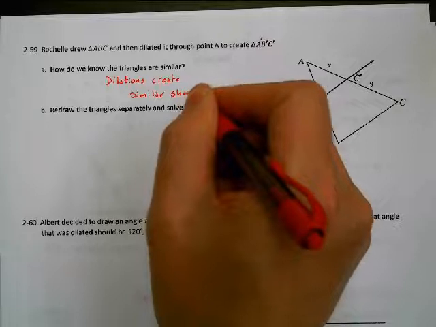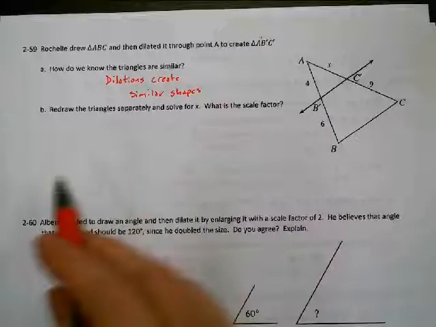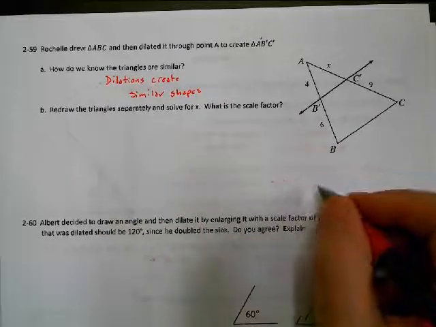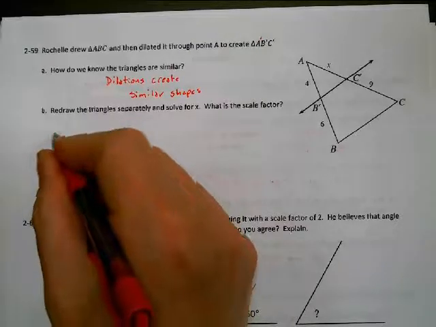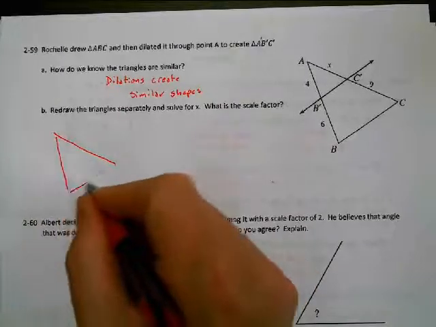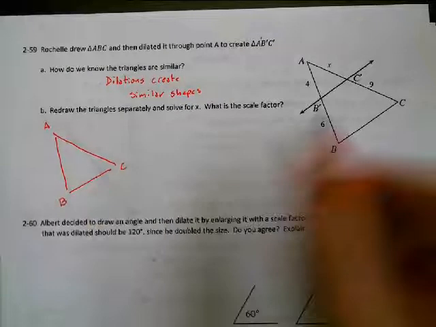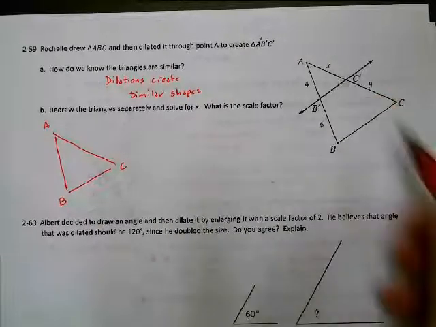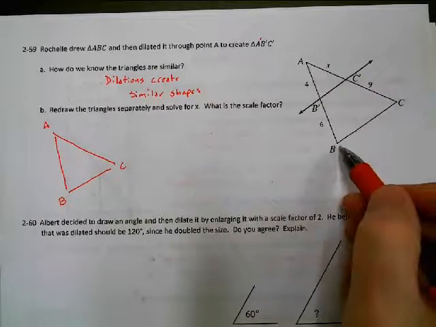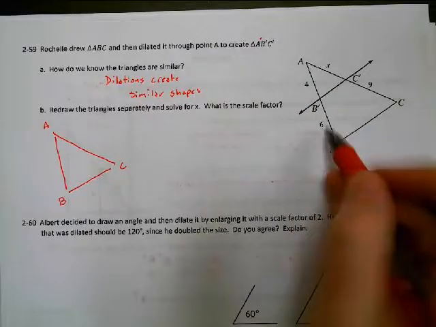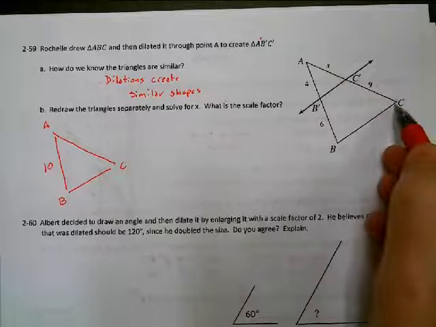Redraw the triangles separately and solve for x. Okay, so if I redraw those triangles, let's try to do it really. Oh, that was bad. Oh well. Okay, so here's ABC. So A, B, C. So I can see here that A to B, that's 4 plus 6, so that's 10. A to C is x plus 9.